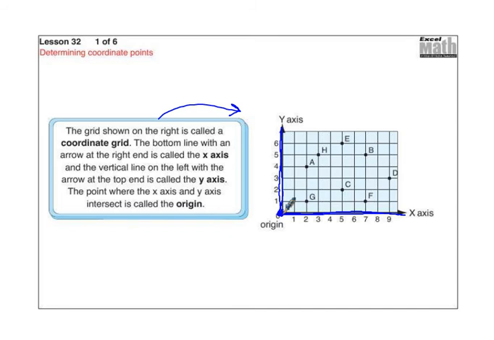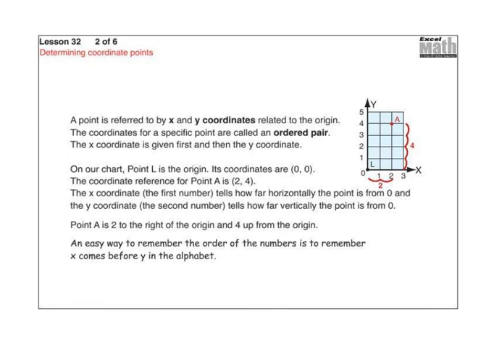Just like something that's original is one of a kind, the origin of something is where it starts, and so this coordinate grid starts right there at 0, 0. A point is referred to by x and y coordinates related to the origin. The coordinates for a specific point are called an ordered pair. The x coordinate is given first and then the y coordinate. An ordered pair would look like this. Here's the letter A. This is an ordered pair.